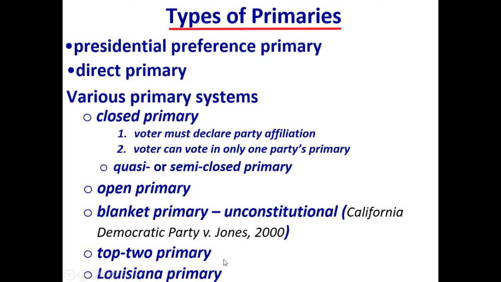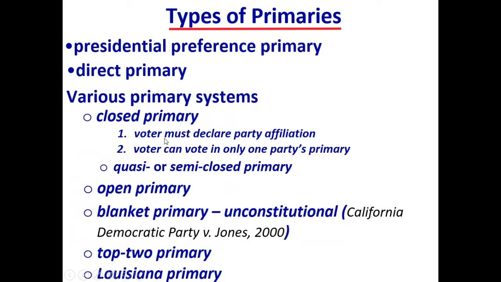And then I have the Louisiana primary listed here because it's the only state that does this. Louisiana really doesn't have a primary, to be honest about it. All the candidates just appear on the general election ballot. If a candidate wins an outright majority, then they're elected to the office. But if no candidate gets an outright majority, the top two finishers face off in a runoff election. So most of the states, the greatest number of states, use some version of the closed primary.